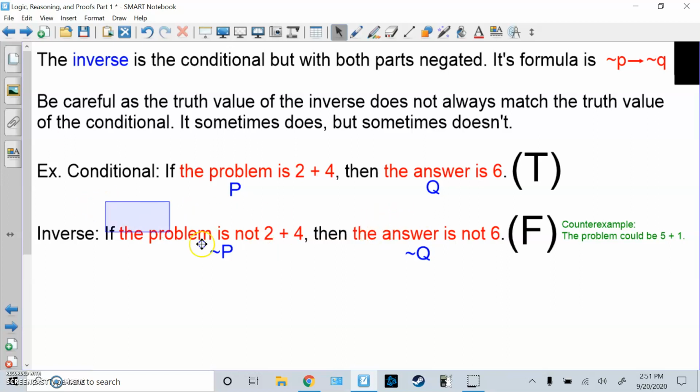Again, all you know is it's not 2 plus 4. I have a random problem on this piece of paper. Can you guarantee the answer is not 6? I just eliminated one single possibility. It could be 5 plus 1, 2 times 3, 8 minus 2. So this is false. Counterexample again, the problem could be 5 plus 1. Just because I cross one possibility out doesn't mean the other possibilities won't give me the answer 6.